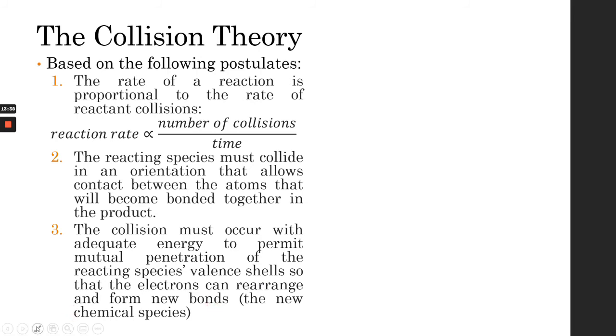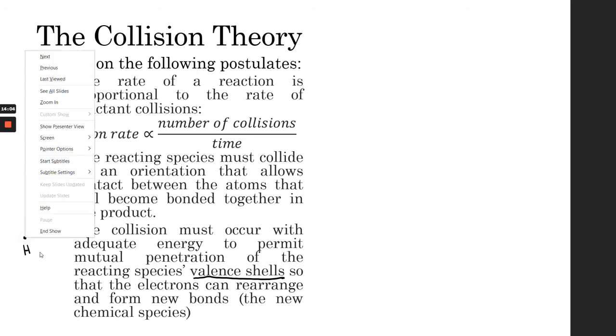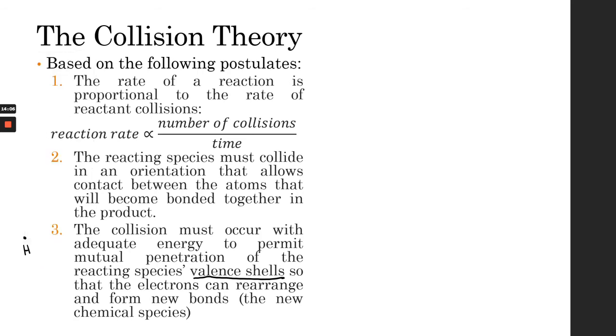So that's kind of wordy. Let's just break it down. Okay, so when we talk about valence shell, valence electrons are basically the electrons on the outermost shell of your atoms. You guys remember, for example, if you look at your element H, the valence shell of element H is actually there's only one electron in its outer shell, as compared to, for example, carbon. Carbon has 4 electrons on its outermost shell.